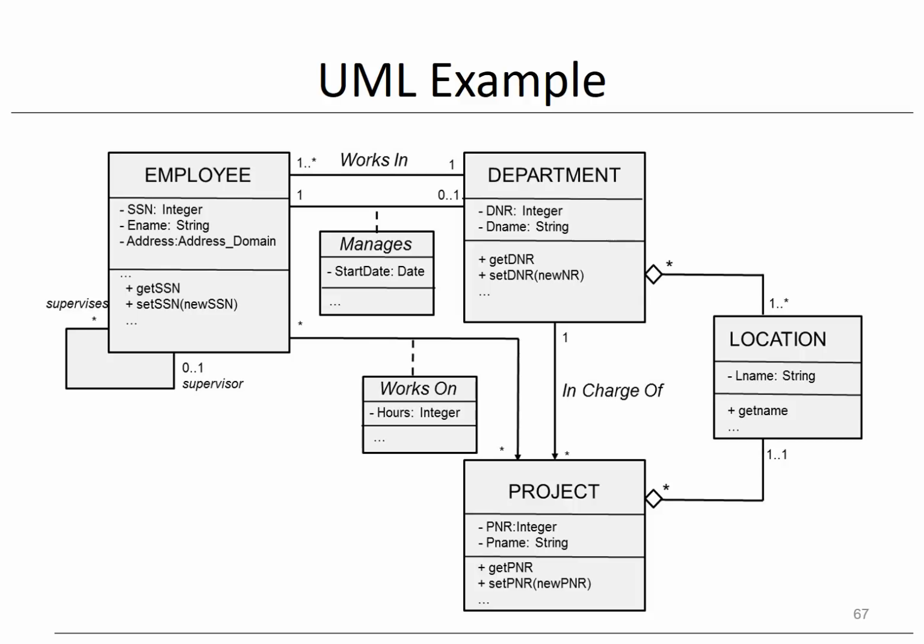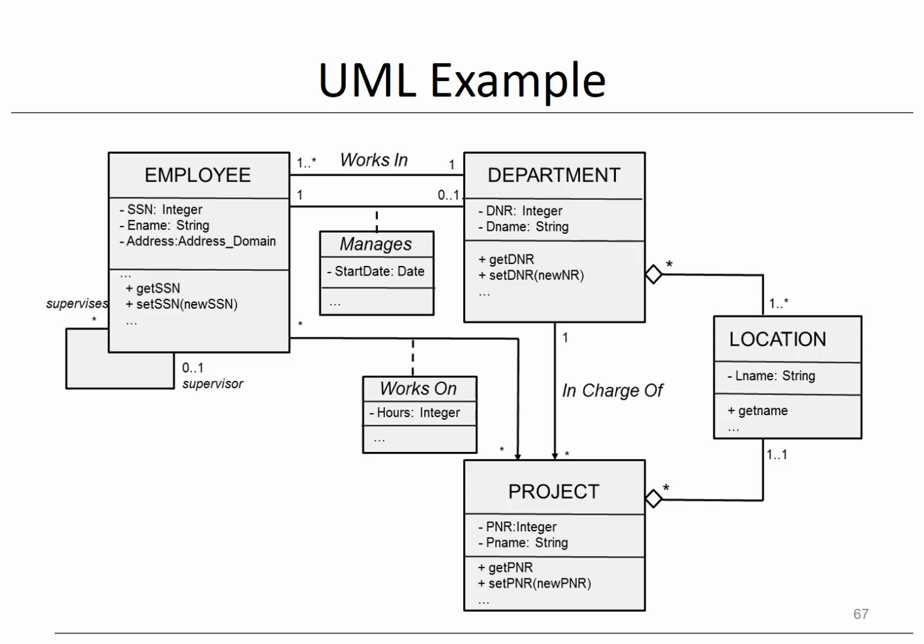Here you can see our earlier EER HR example in UML notation. It has 6 classes, including 2 association classes, manages and works on. Note the various variables and methods for each of the classes. The access modifiers for each of the variables have been set to private so as to enforce information hiding. Getter and setter methods have been added for each of the variables.